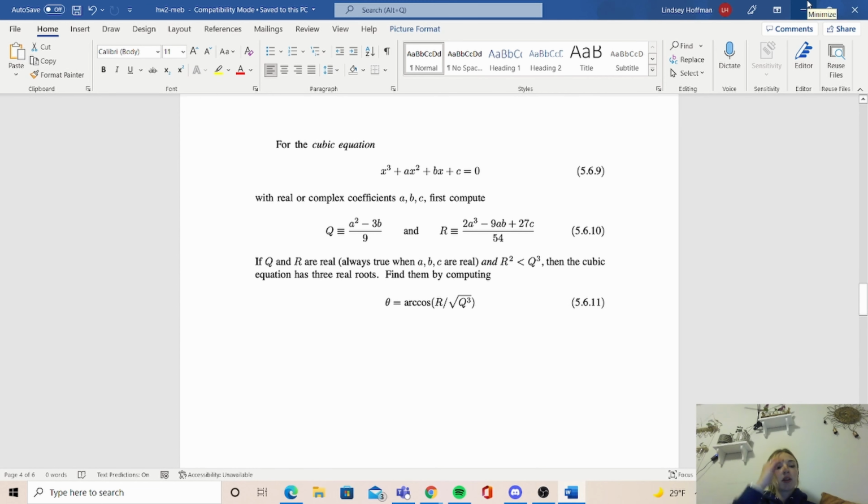So in this video, we're going to be discussing Cardano's formula and how we can use it to write out a Python function that's going to be able to calculate specific volumes when we're given pressure and temperature. We'll again be using the SRK equation of state.